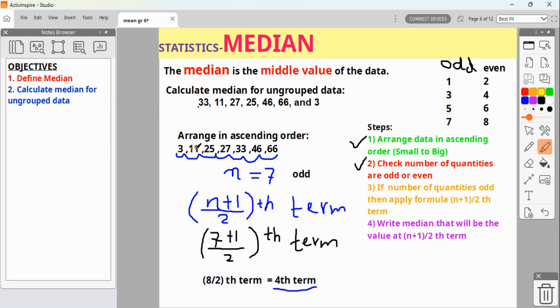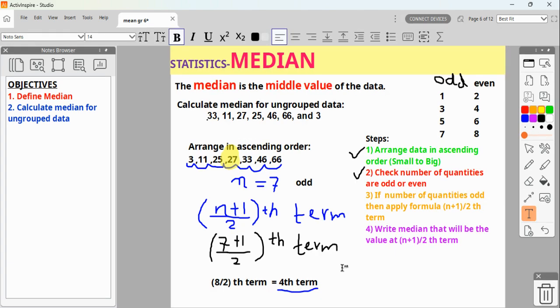First term, second term, third term, fourth term. So 27 is the fourth term of our data. So our answer is going to be: median is equal to the fourth term, not four terms. So the fourth term is 27. So our median is 27.